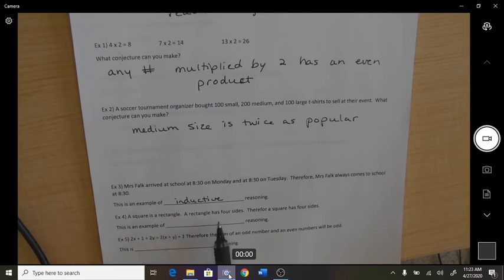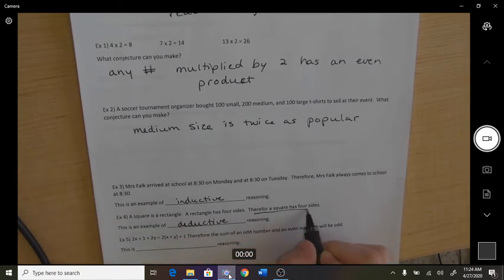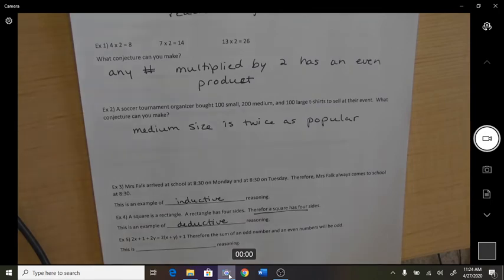Okay, a square is a rectangle. A rectangle has 4 sides. Therefore, a square has 4 sides. So this is an example of deductive reasoning because we made this conclusion based on 2 true statements that we connected together.